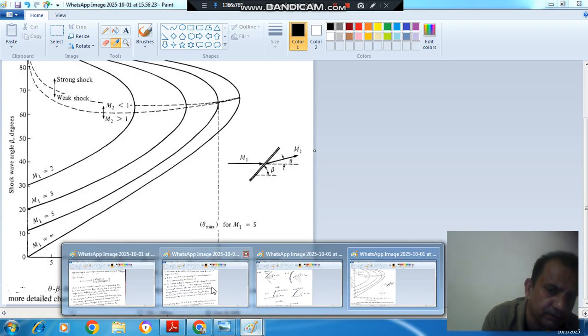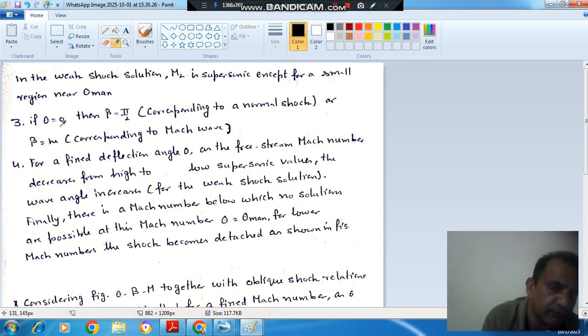Now the third point is, if theta is 0, or the deflection angle is 0, then beta will be pi by 2, corresponding to a normal shock wave. And if we take the Mach wave, then beta will be mu. So there are two solutions: one is pi by 2 and the other is mu for theta equal to 0. So that is your third point.